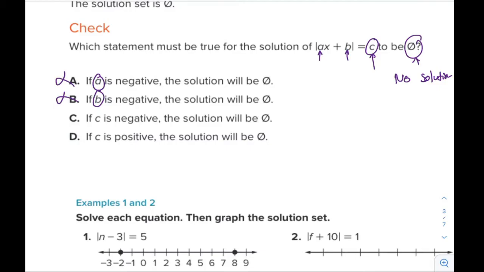If C is negative, the solution will be phi. If C is positive, the solution is not phi. Of course, if C is negative, the solution is phi. So our answer will be C. That one, we have two cases.